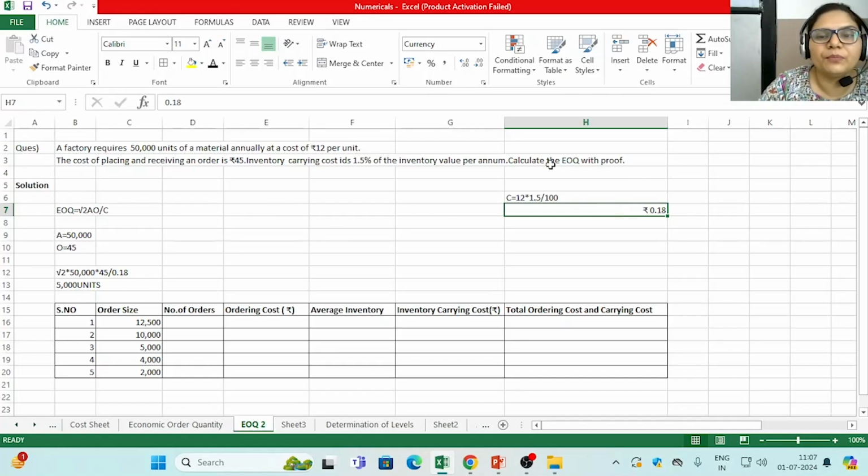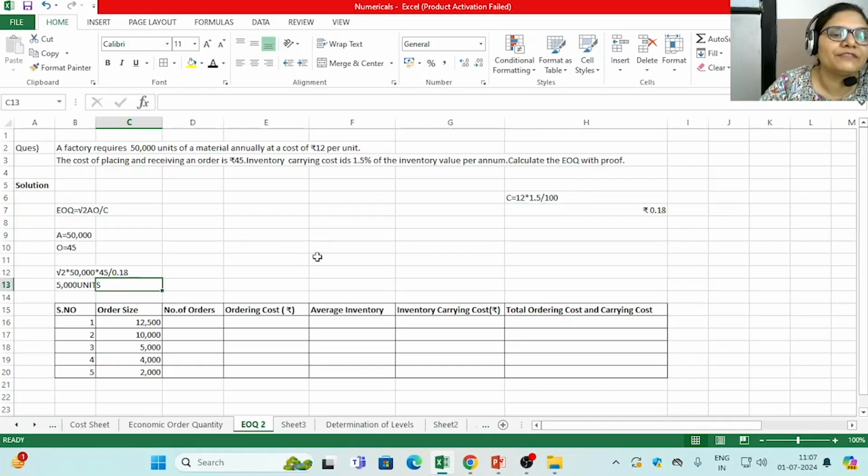Now when you input all these calculated values in the formula of EOQ, that is 2 into annual demand into 45, which is your ordering cost, the cost of placing an order, rupees 45, as given, divided by 0.18, the carrying cost we have already calculated over here, it will give you 5,000 units as an economic order quantity.